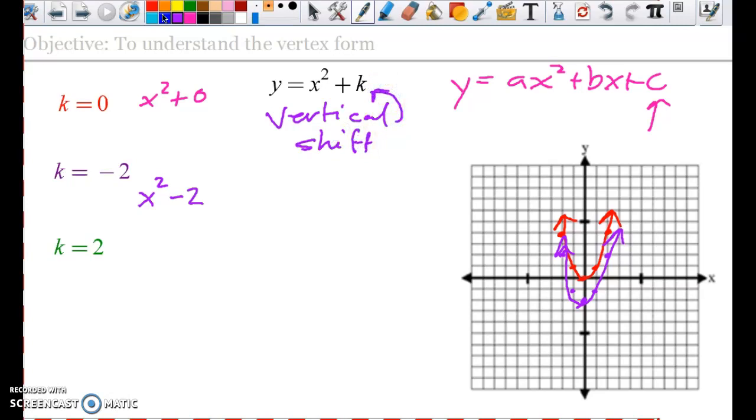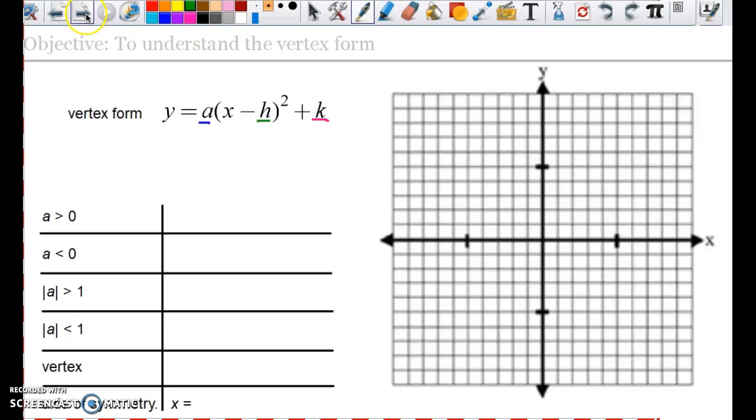Right there. Okay? If k is positive 2, then you have x squared plus 2, and that's just going to move it up 2 units. Like this. And so now we've discovered independently what the parts of the form of a vertex equation is. So we've talked about the a value, how it makes it wide or narrow. We've talked about the h value that moves it left or right, and the k value that moves it up and down. And so let's complete this next page together.